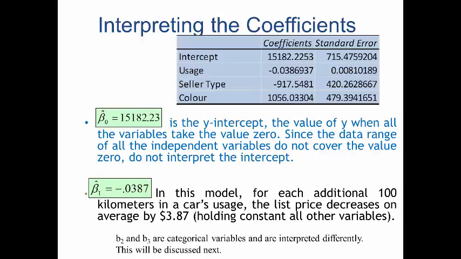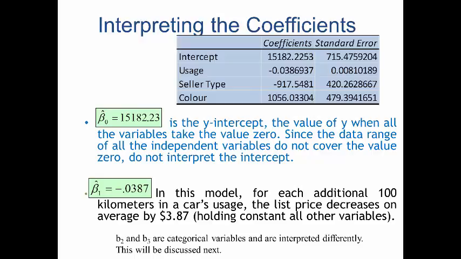Now B1, or the coefficient for usage, is negative 0.0387. This is interpreted as, for each additional 100 kilometres in a car's usage, the list price decreases on average by $3.87, holding constant all other variables. So that's how we normally interpret our numerical data.